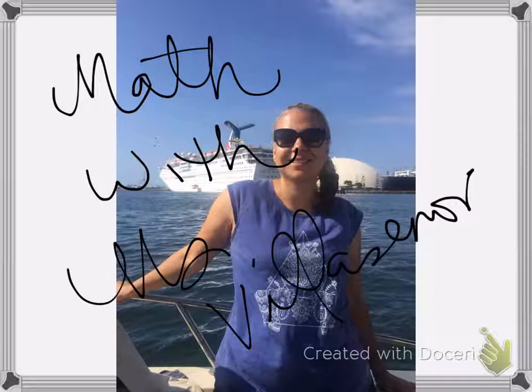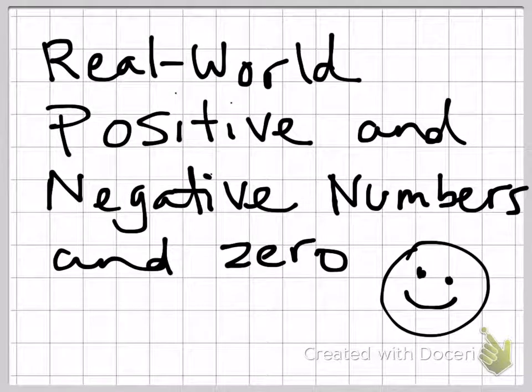Hi, this is Miss Villasenor, and we're going to do a math video focusing on real world positive and negative numbers and zeros. So make sure that you have your notes ready to go so we can get started. Okay, so with real world positive and negative numbers and zero, we are going to do two real world situations, and the first example is going to represent money. How money can be shown in positive and negative numbers, and we're also going to go through what a number line will look like to represent that.